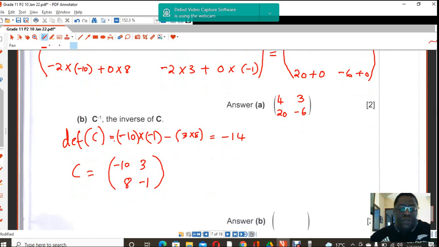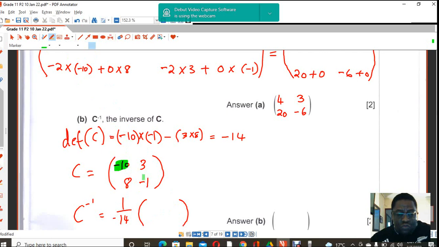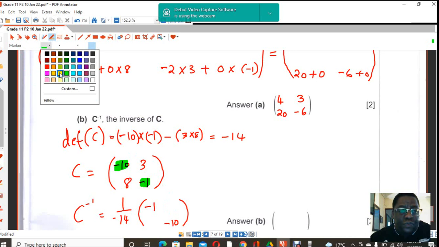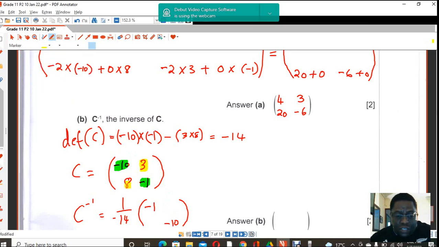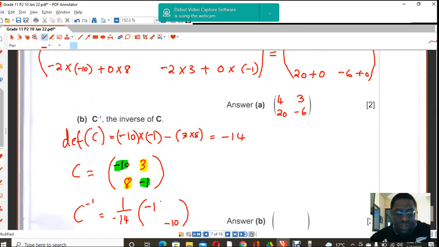Right, in order for us to find the inverse now, you take 1 over the determinant, and what you do is you are going to swap the first ones around. So you will be swapping these two around. So -1 comes here and the -10 comes here. And the second thing that you need to do is you are going to change the signs of these ones. That's all. So now that becomes -3 and -8.